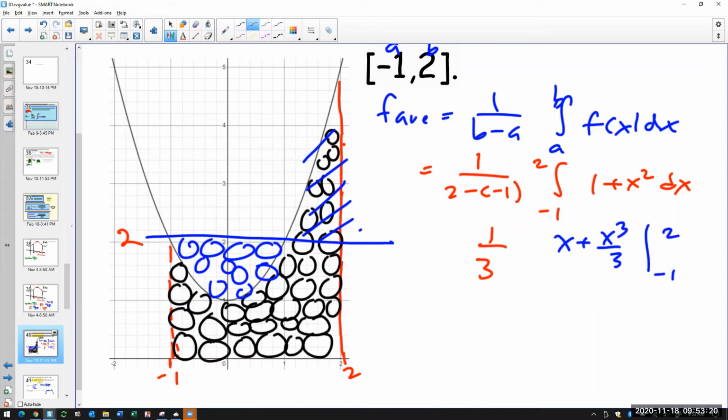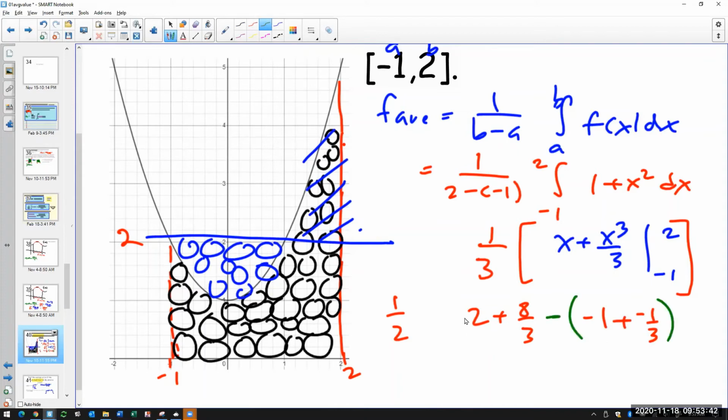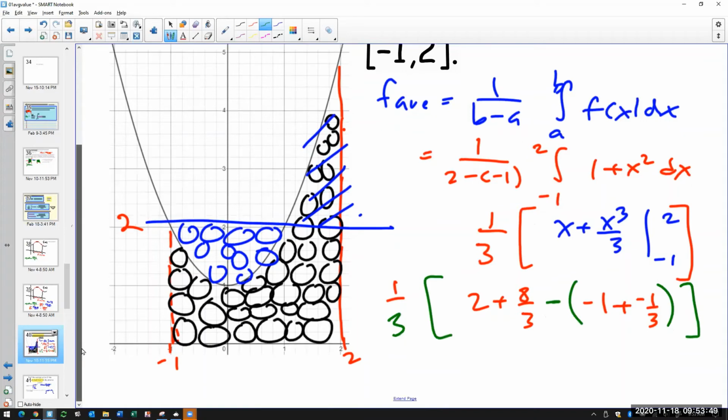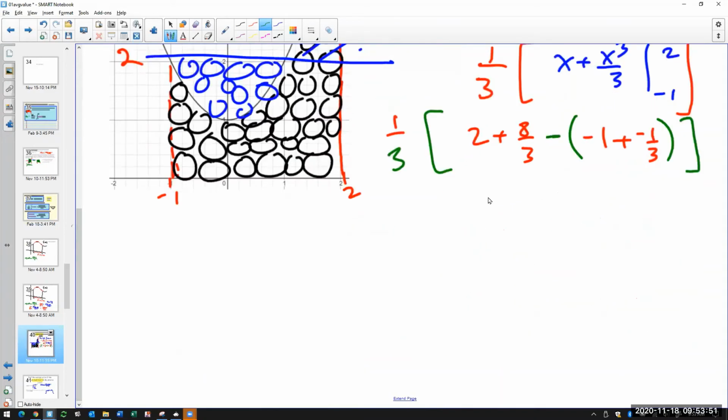First I'm going to plug in the 2. So remember, this 1/3 is going to be multiplied by all of this. First I plug in the 2, which will be 2 plus 8 over 3. Then I plug in the negative 1, so that's going to be negative 1 plus negative 1 over 3. Then I put a minus sign in the middle. That's the first fundamental theorem of calculus. And of course, I'm going to multiply everything by 1/3 when I'm done. My goal is to get 2, or something close to 2.